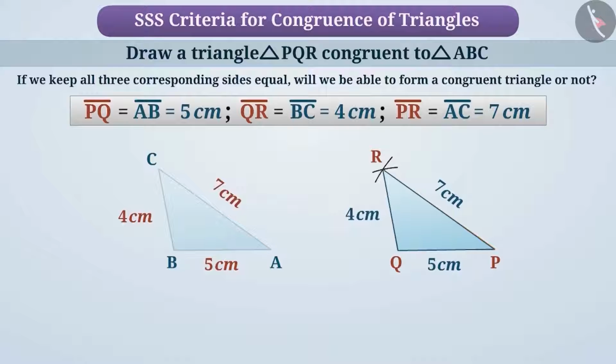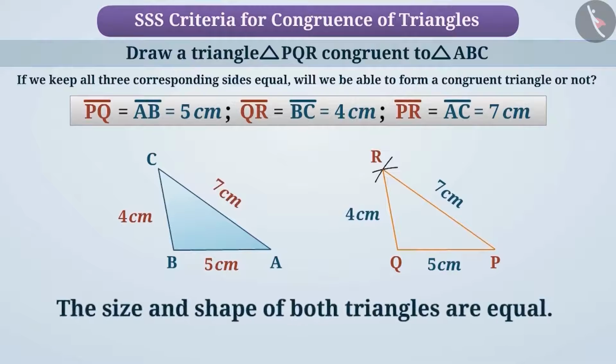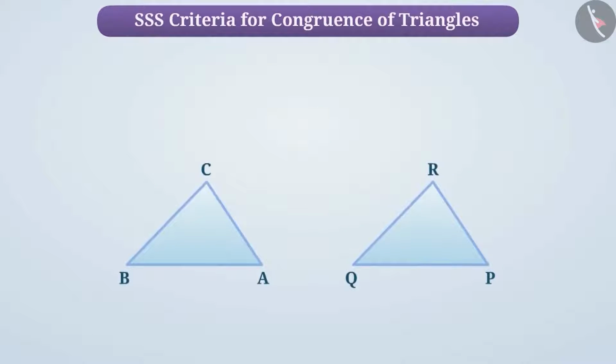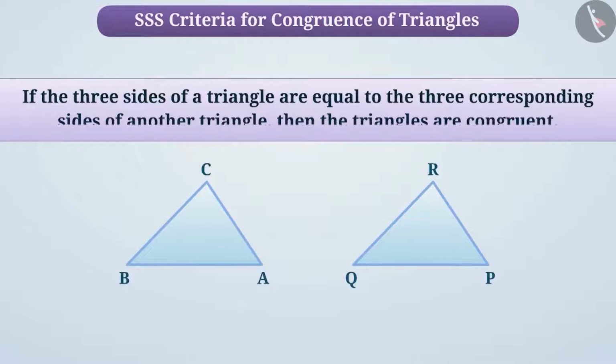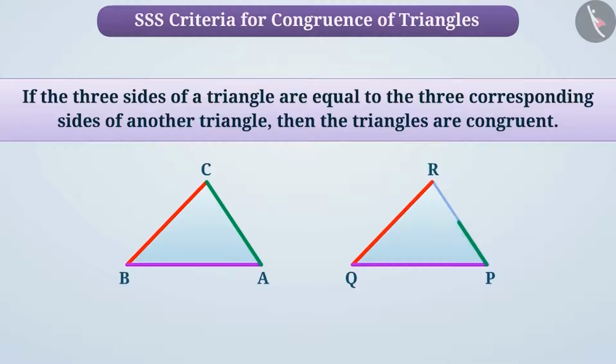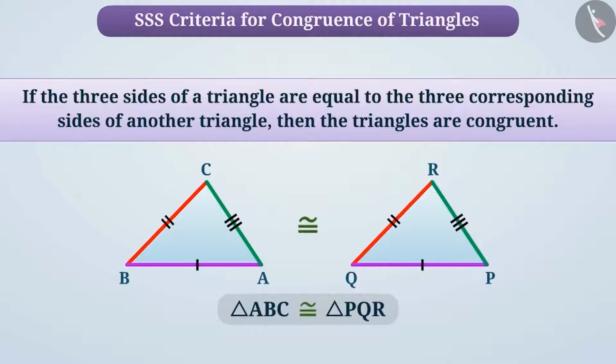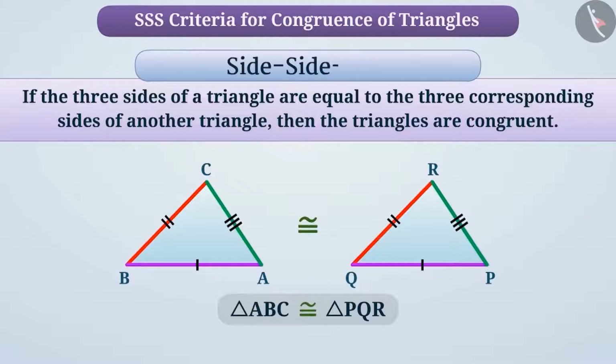If we place triangle ABC on triangle PQR, we observe that they cover each other completely, which means that both triangles have the same size and shape. Hence, both triangles are congruent. Thus, we can say that if the three sides of a triangle are equal to the three corresponding sides of another triangle, then the triangles are congruent. This condition of congruency of triangles is called the side-side-side criterion, or in short, the SSS criterion.